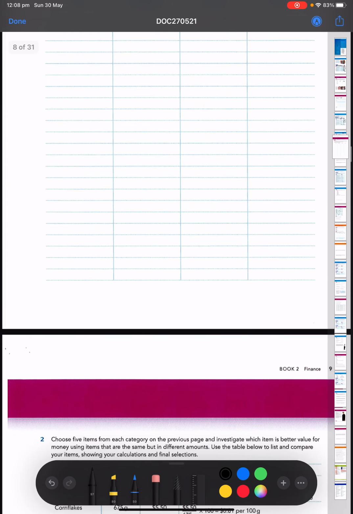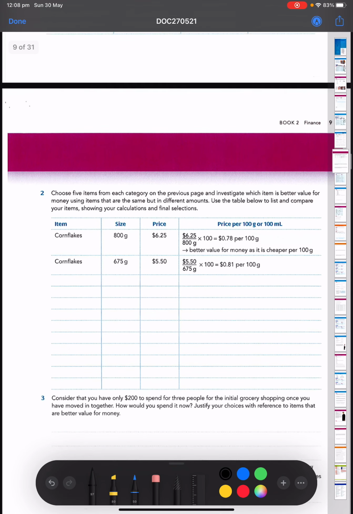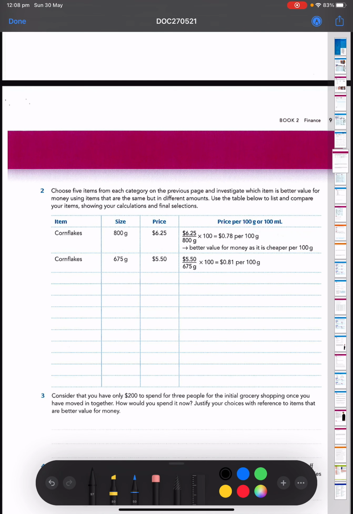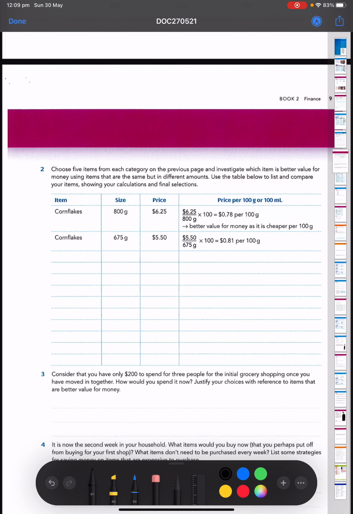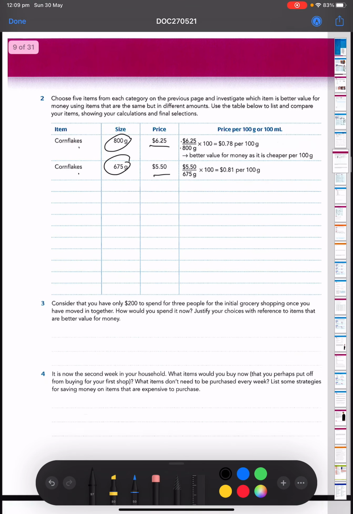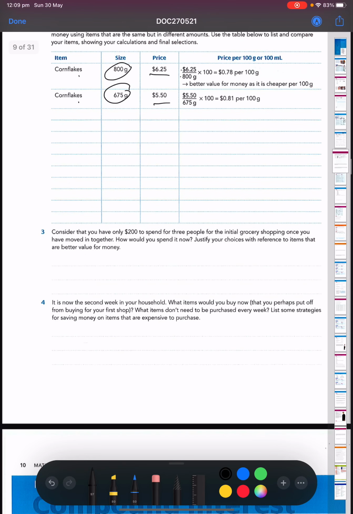Out of that list, I then want you to choose 5 items from each category and investigate which item you think is better value. An example might be 2 different cornflakes prices. They're different sizes, so they're going to be worth different prices. Using that formula from before, money divided by quantity times 100, figure out which one is actually better value. There are some questions there for you to have a go at as well. All right, we'll stop there and I'll see you next lesson.